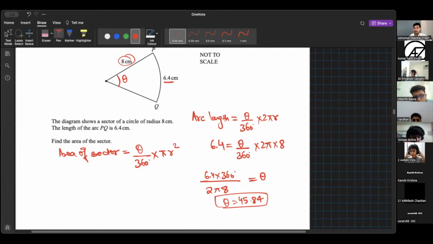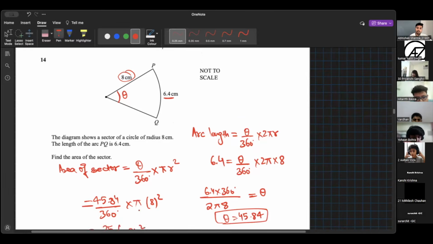Because this is not the final answer, I am taking it correct up to 2 decimal places. 45.84 is my theta. If I want to find my area of the sector, I'll write 45.84 divided by 360 degrees multiplied by pi r squared, 8 squared. So 45.84 divided by 360 multiplied by pi into 8 squared is coming out as 25.6 centimeter square. This is question number 14.